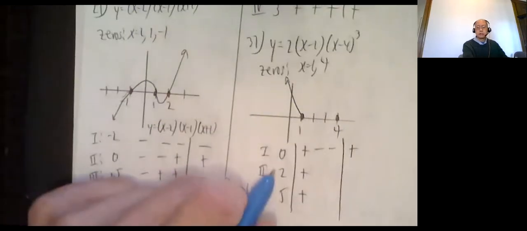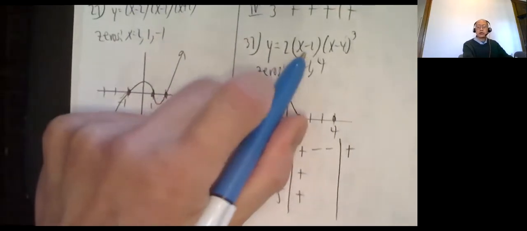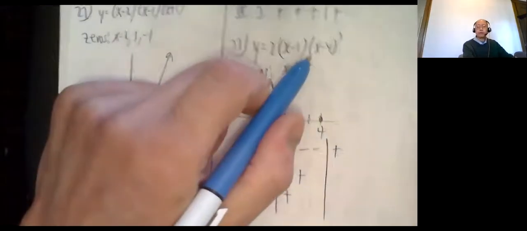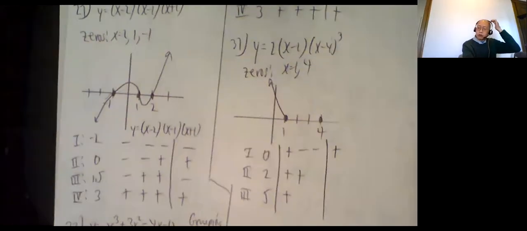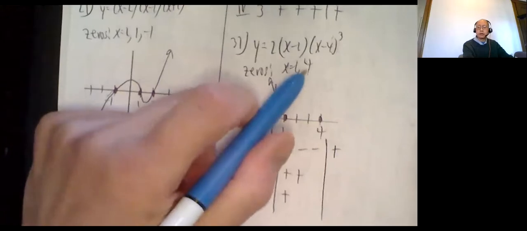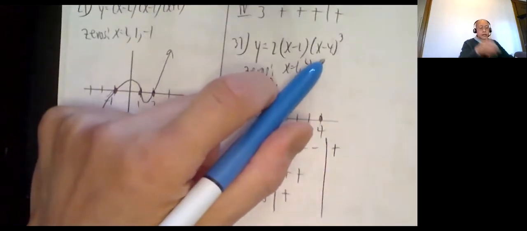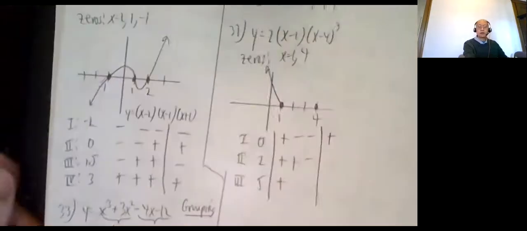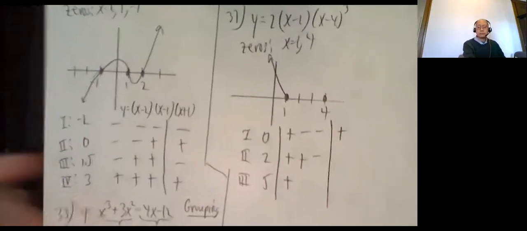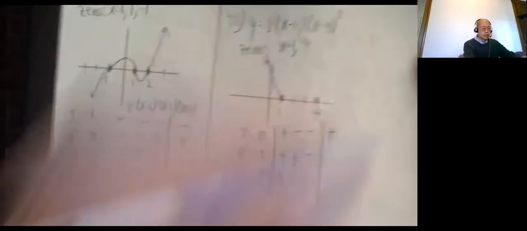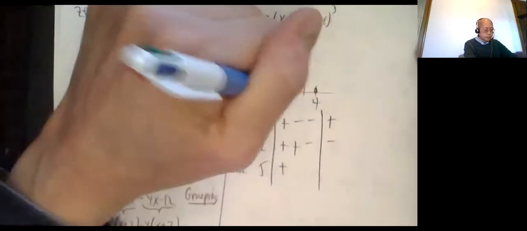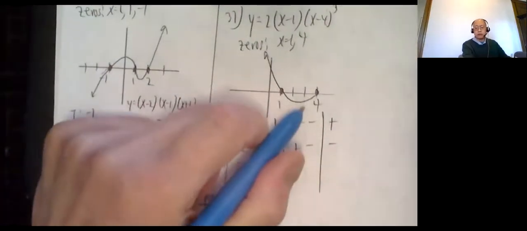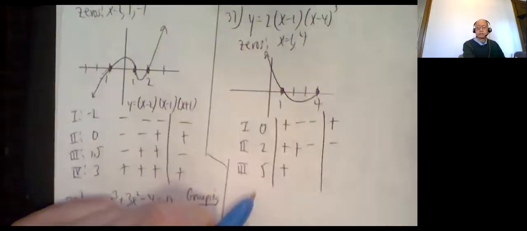Okay, 2. Plug in 2, that's positive. 2 minus 1, positive. 2 minus 4 is a negative 2. Cube it. Negative cube. Negative times negative times negative. Negative. 2 positives and a negative. Negative. It goes down. How far down, I don't know, but we don't care right now.